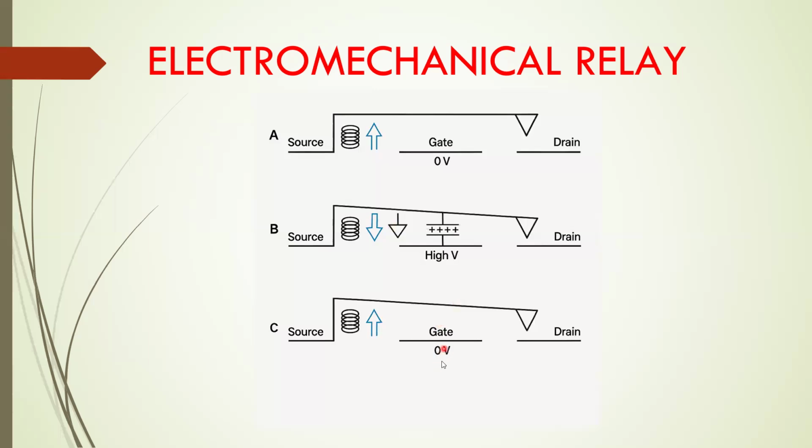As soon as you remove the voltage, as shown in schematic C, and the gate is now at 0 volt, your cantilever will go up, right? Your cantilever will come back to its original position shown in schematic part A. And this is happening because now you have no applied electrostatic force. Instead, you have a mechanical restoring force. And that is how this switching action takes place.